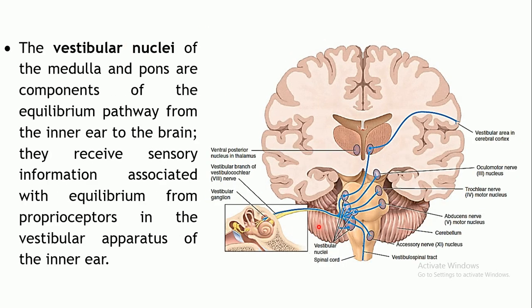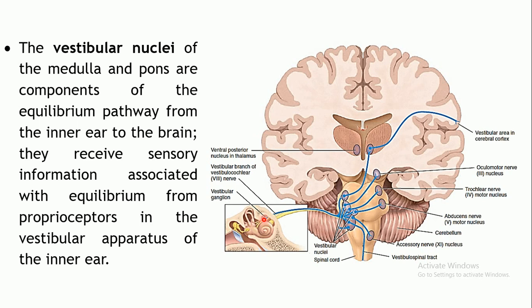Then the vestibular nuclei, which are present over here, there are many. So they receive the impulses from the inner ear. It's a component of the equilibrium pathway from the inner ear towards the brain. So these signals arise from the proprioceptors, which are continuously monitoring your body position.